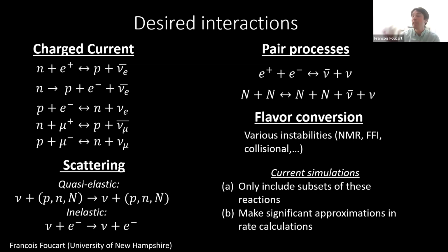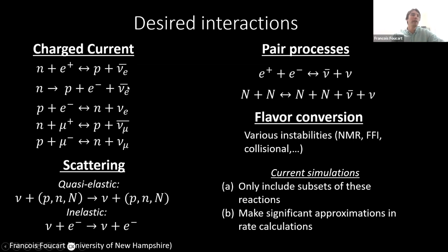But there are instabilities at play in the neutron star merger context that can make these flavor conversions fast enough to matter in mergers. So that's things like the fast flavor instability, the collisional instability, maybe the neutrino matter resonance. And this is important because, of course, if you convert some of your electron neutrinos into muon and tau neutrinos, you're going to get less absorption of electron neutrinos in the outflows, and that can change the composition of the outflows. So current simulations generally only include a subset of these reactions.